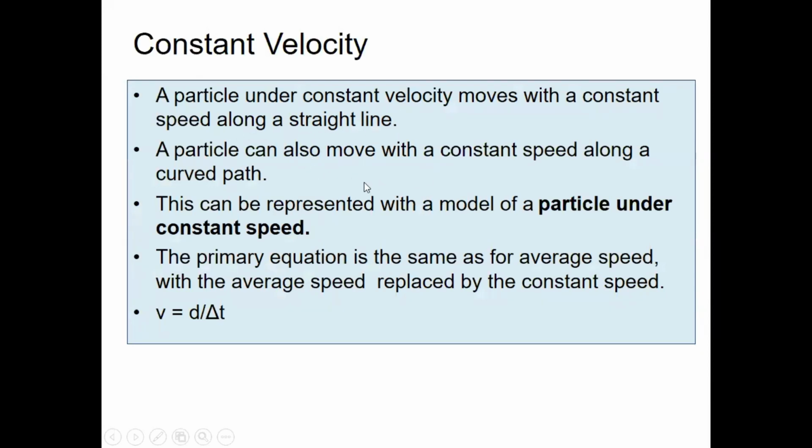For a constant velocity, the particle has a constant speed. A particle can move with constant speed along a curved path also. So we must remember that the model is the particle under constant speed. The main equation is that of the average speed, which we can write as d divided by delta t, where d is the distance traveled during the time interval delta t.